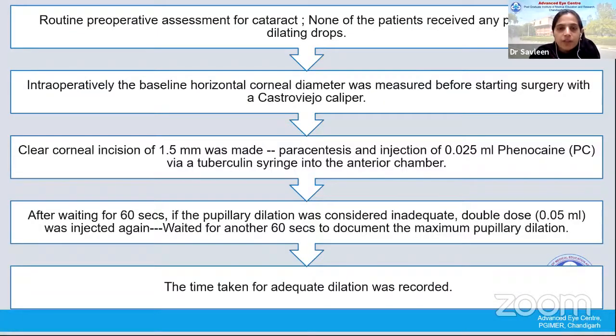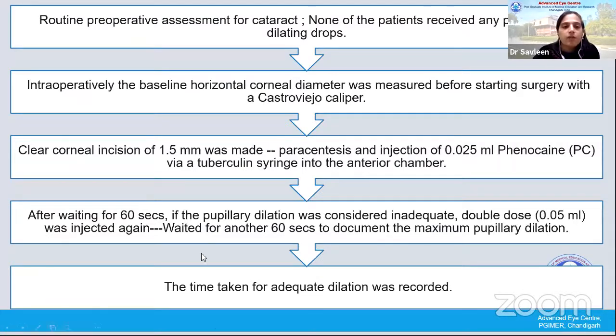We did the routine preoperative evaluation as in any case of pediatric cataract. Intraoperatively, of course, we did not use any drops preoperatively in the operating room when we started the surgery. We measured the baseline horizontal corneal diameter with the help of a Castroviejo caliper and then proceeded with the standard surgery. The first step was making clear corneal incisions. We have already seen the video. And then after doing the paracentesis, we injected 0.025 ml of Phenocaine via a tuberculin syringe into the anterior chamber.